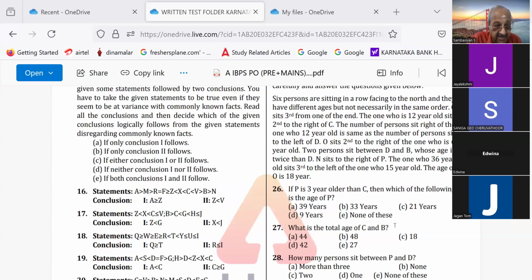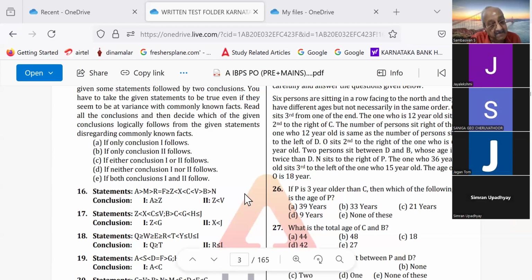If one becomes correct, two will not be correct. If two becomes correct, one will not be correct. Such a situation is three. Next one, neither conclusion one nor two. That means one and two, both are wrong. Then the last one is both are true. Both are correct. That is also correct. That is what they are telling here.